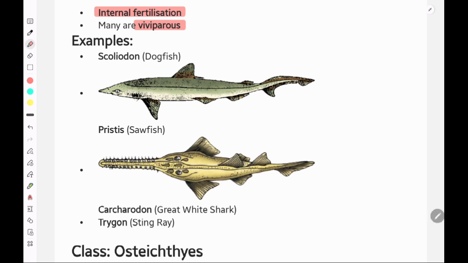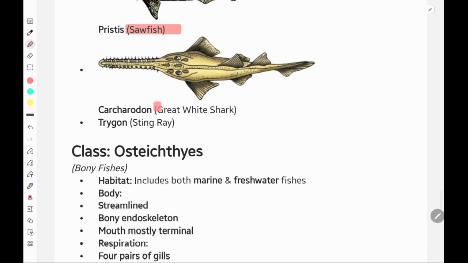Examples are dogfish, sawfish, great white shark, and stingray, also known as devil fish.